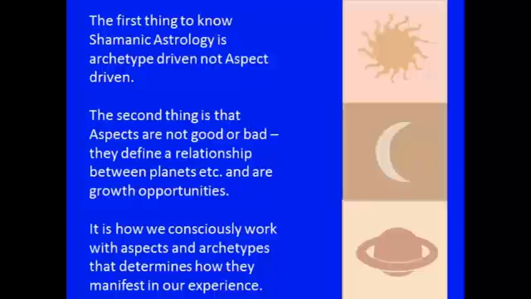The second thing to know is that there are no good or bad aspects. Really, what an aspect is doing is defining a relationship between planets, or angles of the chart, or the nodes on the chart. And any relationship that we look at is an opportunity for growth. When we understand these relationships, we can work with them more consciously. And when we're understanding the aspects, we're also understanding a little more about the archetypes, and that will really determine how these relationships, how these planets, how this information is showing up in our life and how we're experiencing that.